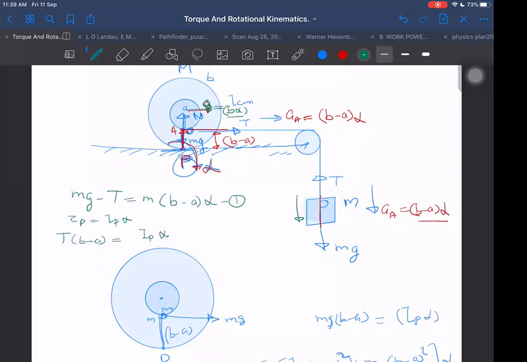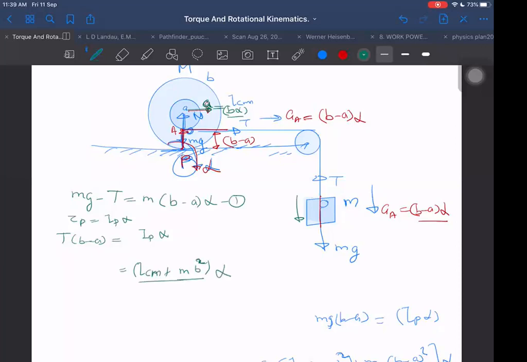IP, if it is given to you, then you can get the answer from there. Normally, was ICM given? IP of the spool should be given as ICM. How else can we find it? ICM plus M into B square, into alpha. Or they must have given that it is a disk, so MR square.